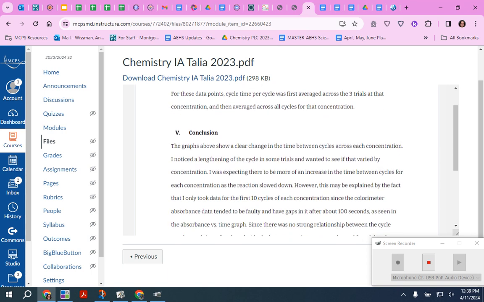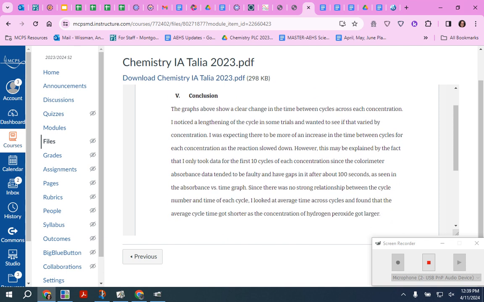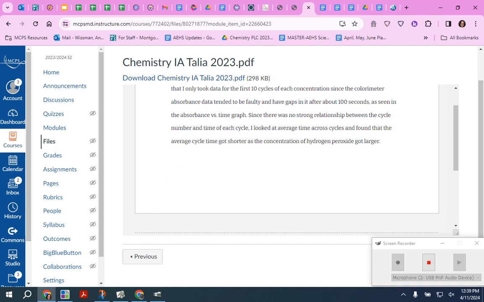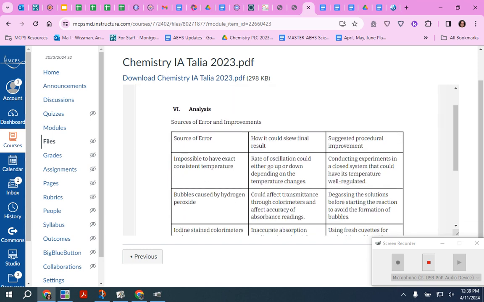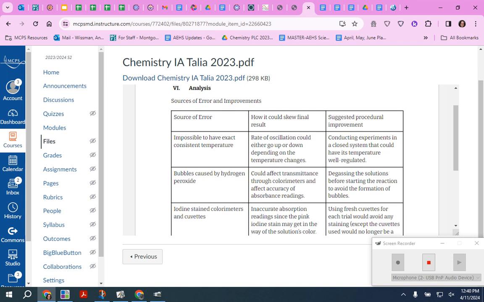She's got a conclusion section. She explains where some of those graphs came in. Sources of error: things like bubbles caused by the hydrogen peroxide could have affected the transmittance through the cuvette and the reading from the colorimeter. So here's a possible thing that she could try to do before, if she was going to do this again. She's not actually going to do this again, and we didn't actually try to do this, but at least it's acknowledging that that was a potential issue.